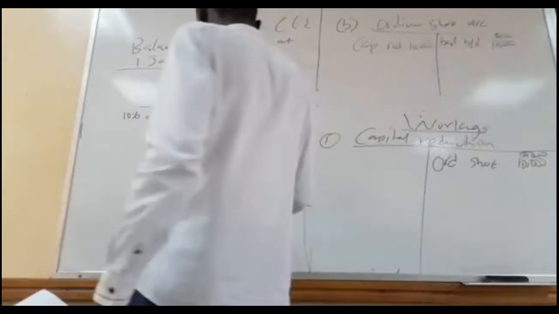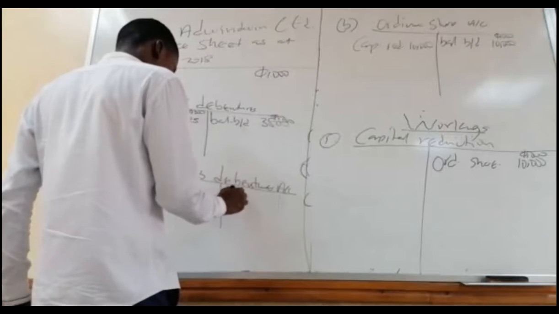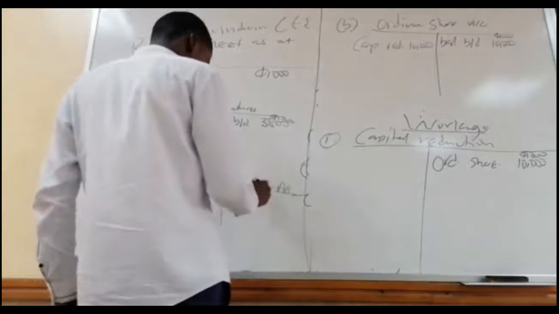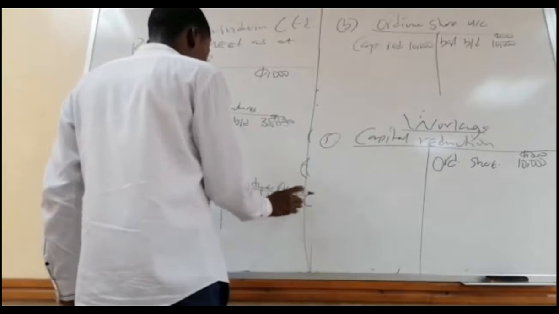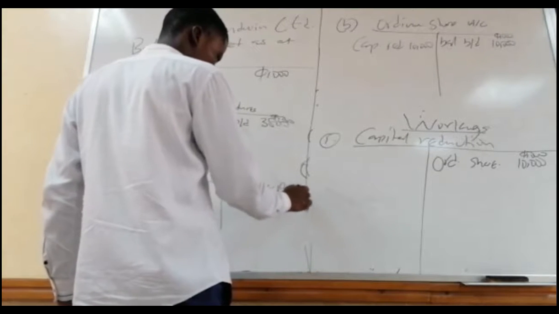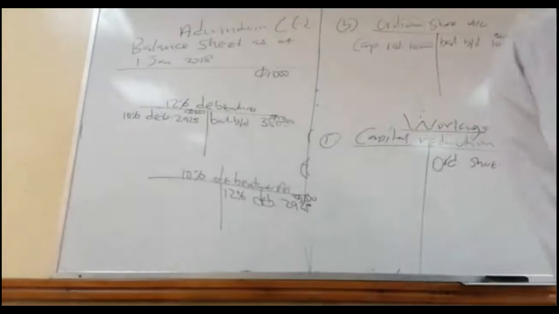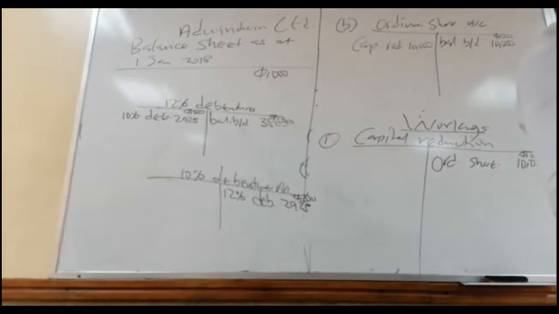So we record it here. It's coming from 12% debentures, and the figure would be what? 2,925. Here it's in thousands. We are done. Let's go to the second part.